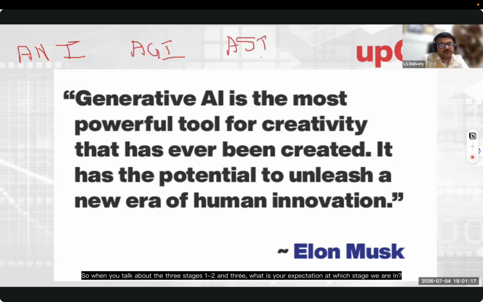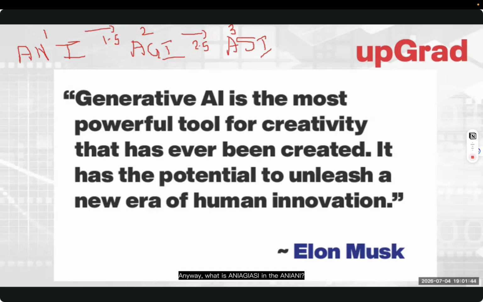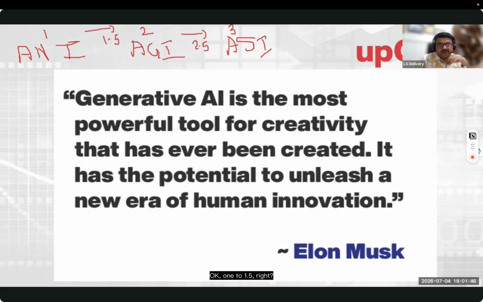So when you talk about the three stages, 1, 2, and 3, what is your expectation? At which stage are we? Is it 1, 2, or maybe in transition, 1.5, or maybe 2.5? At what stage do you feel we are in, based on your understanding? I'll explain anyway what ANI, AGI, ASI are. We are at ANI. Okay, 1 to 1.5, right?